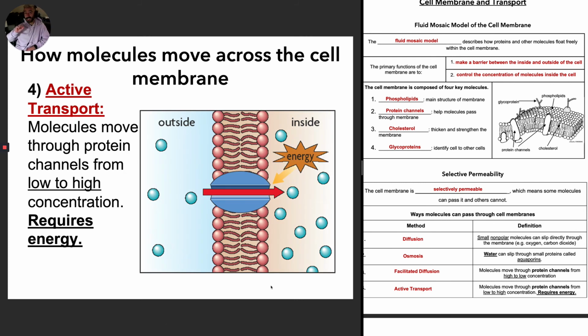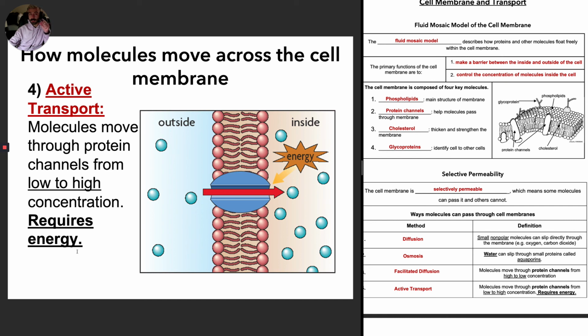The last one, and actually the last thing we're talking about in this video lecture, is active transport. We'll talk more about the specific types of active transport, but that's where molecules move through protein channels from low to high concentration. This is the opposite of what you might think, right? If there's fewer things here and more over here, normally those would go this way. But active transport actually sends them against what we call the concentration gradient. And that requires energy to do that. I like to think of this as swimming upstream. So this is active transport.